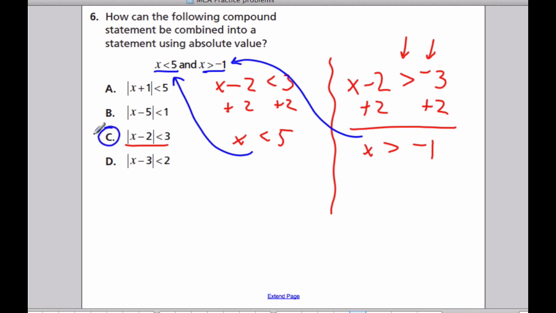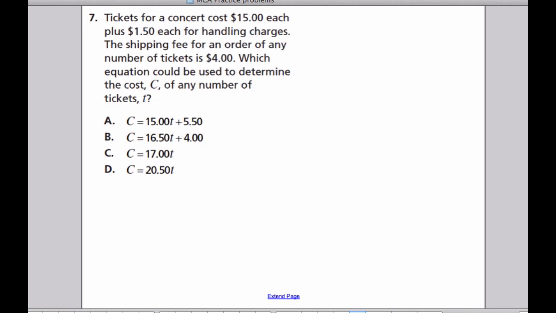Again, to rewrite it, you write it exactly the way you see it, and then you switch the symbol and switch it from a negative to a positive or vice versa. Then solve both equations and get your final answer. That's question number 6. Let's look at question number 7.